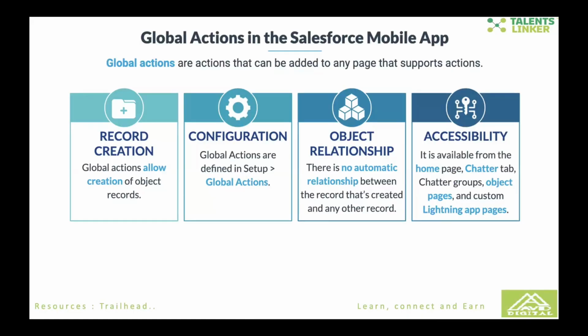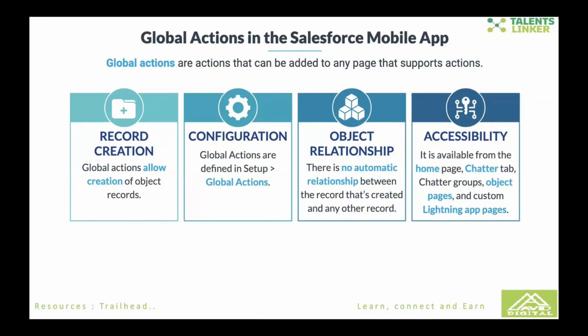Object relationship. There is no automatic relationship. Now take note. Any object you use a global action to create doesn't have an automatic relationship between the record that you created and any other record. Just take note of that. If you use a global action, it doesn't have an automatic relationship, unlike the one you create by object specific action, which I'm going to show you.